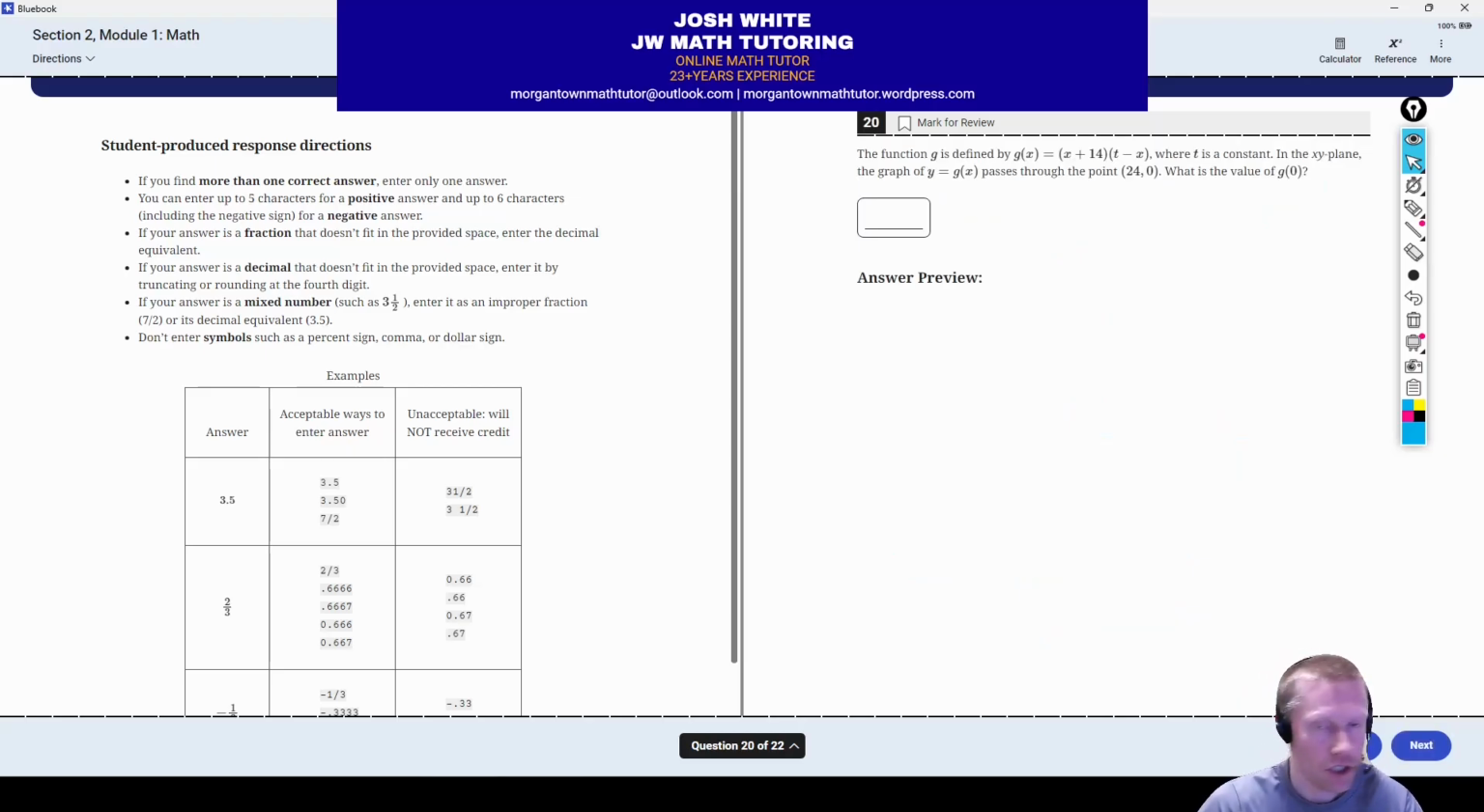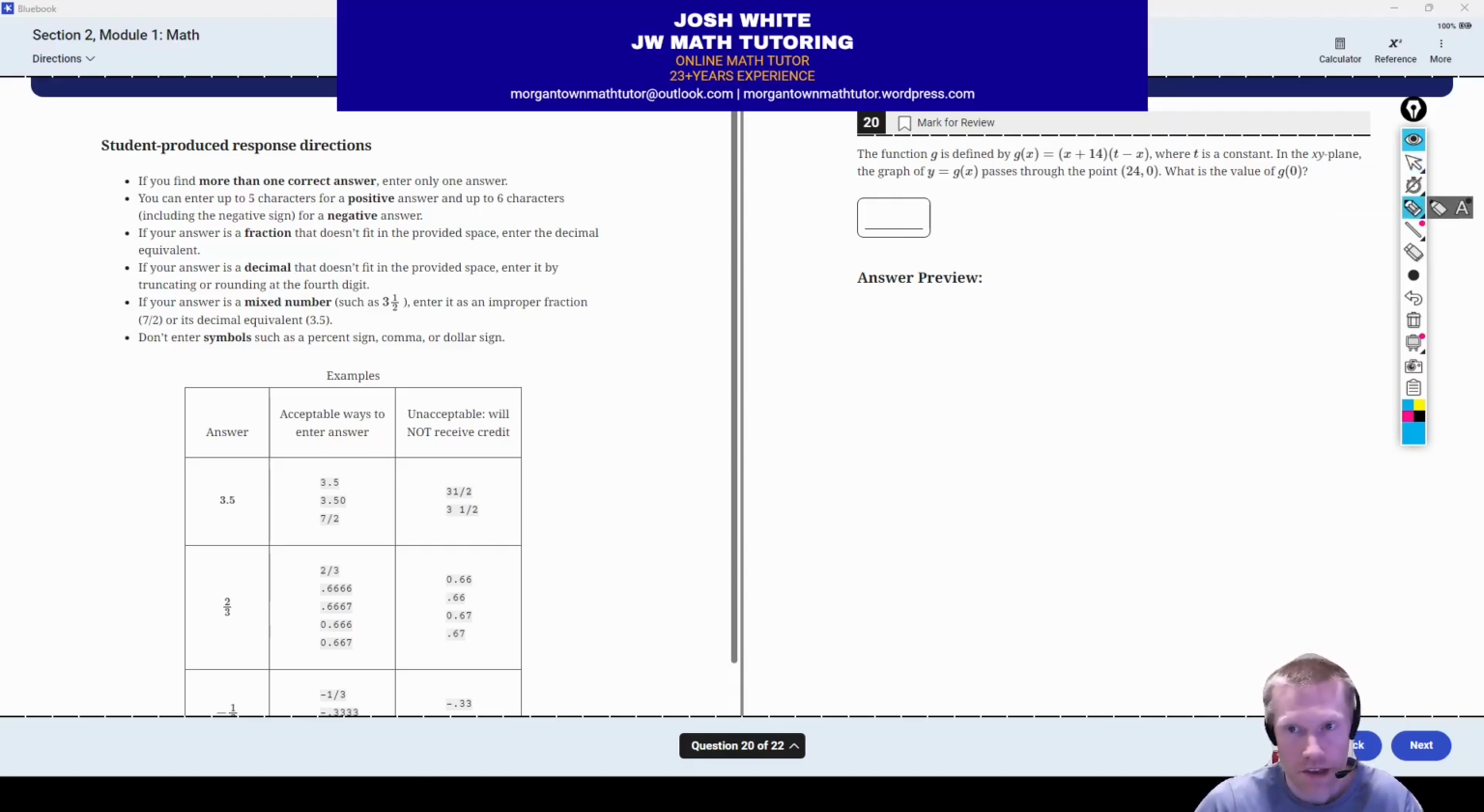Next up, we have a function which is defined by this equation that's given here with a t in it. And this function passes through a point, and we want to know what the value of g of 0 is equal to. Okay, so a couple different ways you could do this. First, I'll show you the traditional way, and then I'll show you the Desmos way.